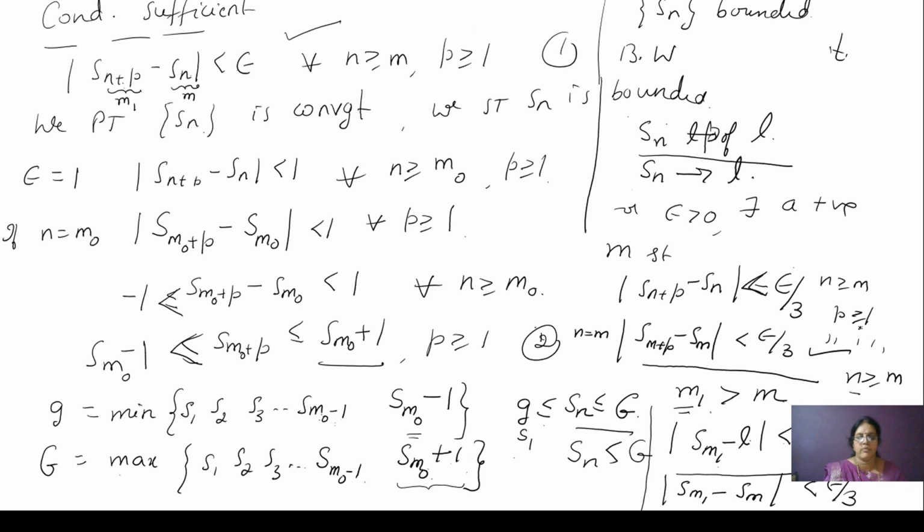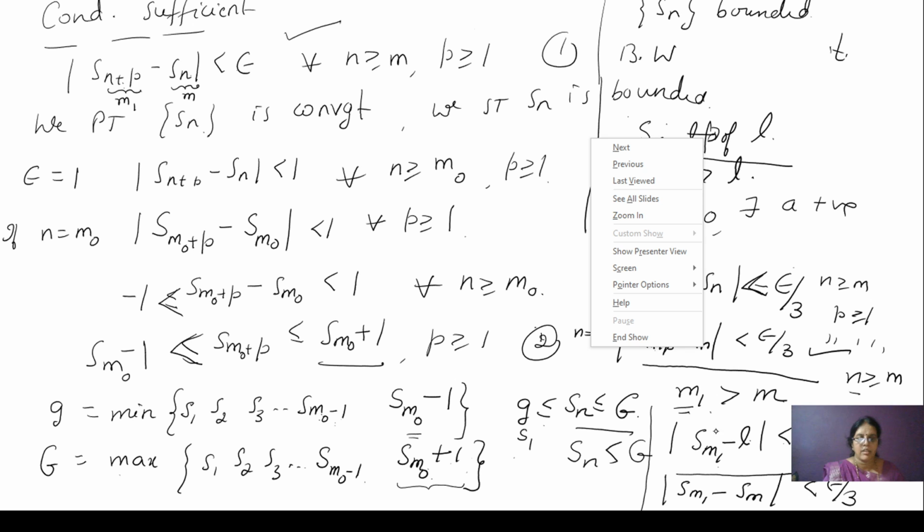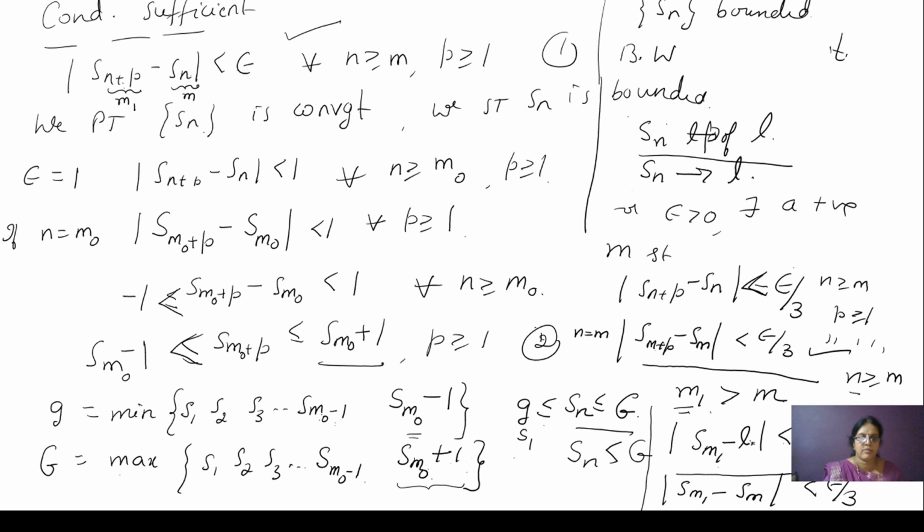Add all of them, we get Sm plus p minus Sm, and here plus Sm1 minus L, and then this is Sm1 minus Sm. So we can consider this as Sm plus p minus L, and the other terms vanish. So I will show it. That is, consider now Sm plus p minus L.